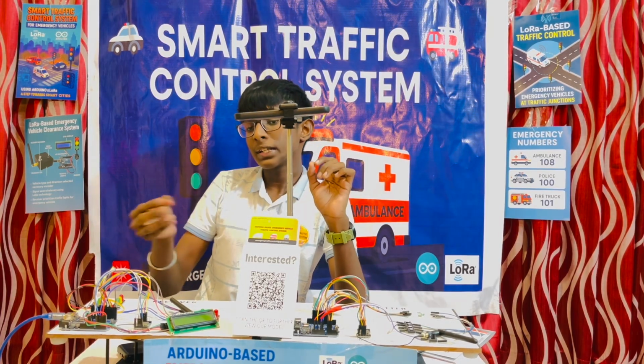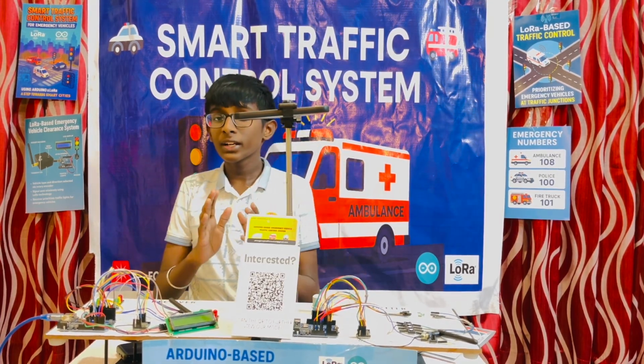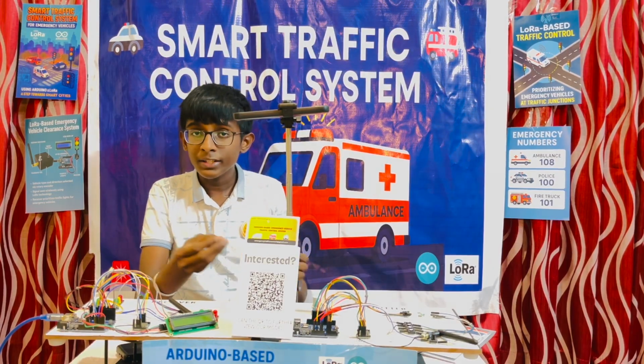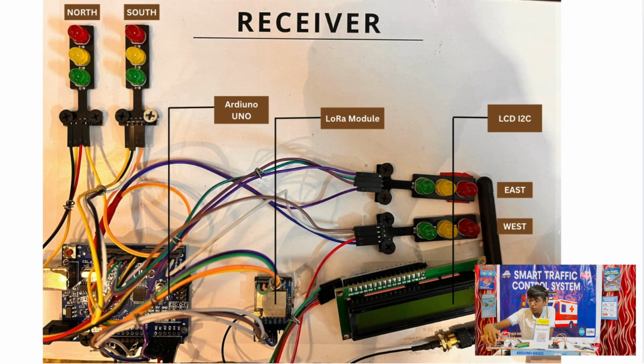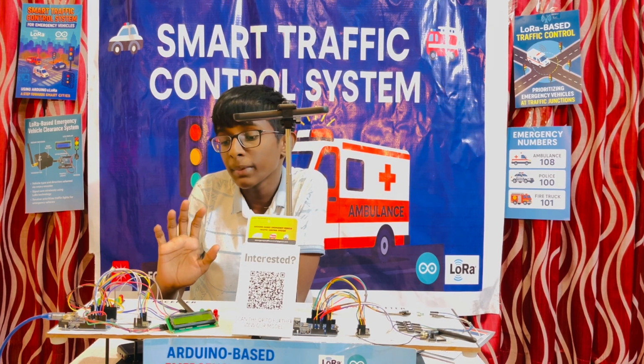We'll go to the receiver now, and I want to make sure that this transmitter and receiver is working wirelessly. Here we have the Arduino UNO board and the same LoRa module with the same configuration. I have 4 signals here: north signal, south signal, east signal and west signal. This one is the LCD, the liquid crystal display with I2C. As you can see, the I2C is present here. This one also comes with an antenna, so the data are being transmitted at 433 megahertz.